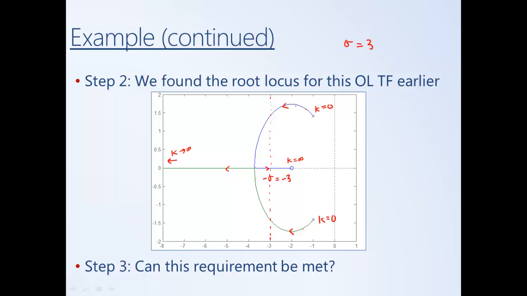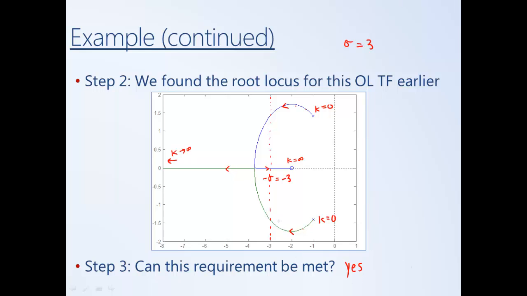Now the question is, can this requirement be met? Is there a value of k? Is there a proportional controller which will give us a sigma equal to 3? So take a second and think about this. So it turns out that the answer is yes.